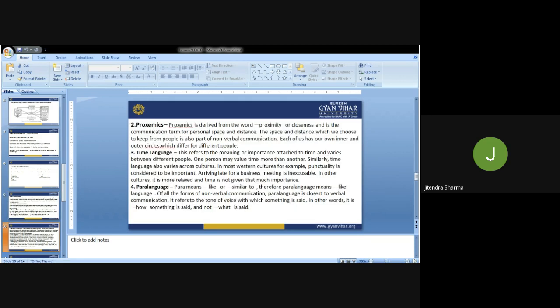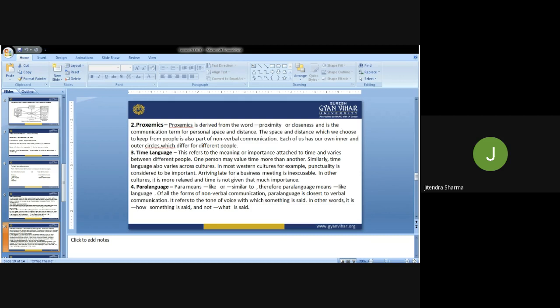Then proxemics. Proxemics is derived from the word proximity or closeness, and in communication it refers to personal space and distance. The space and distance which we choose to keep from people is also part of non-verbal communication. Each of us has our own inner and outer circle, which differs for different people. So on the basis of that, the message is given, which we call proxemics.